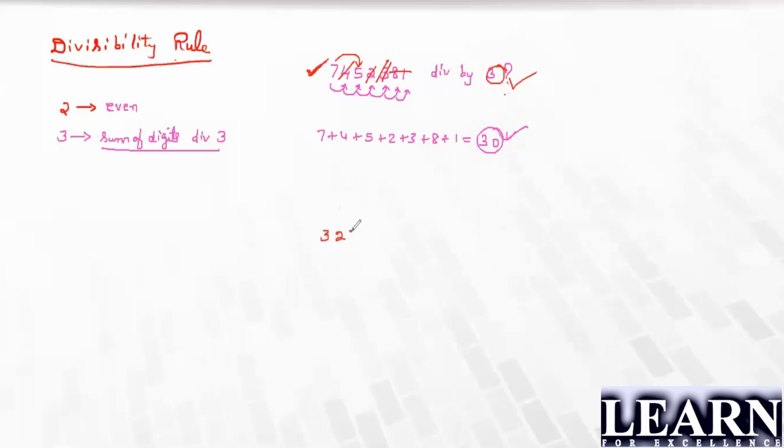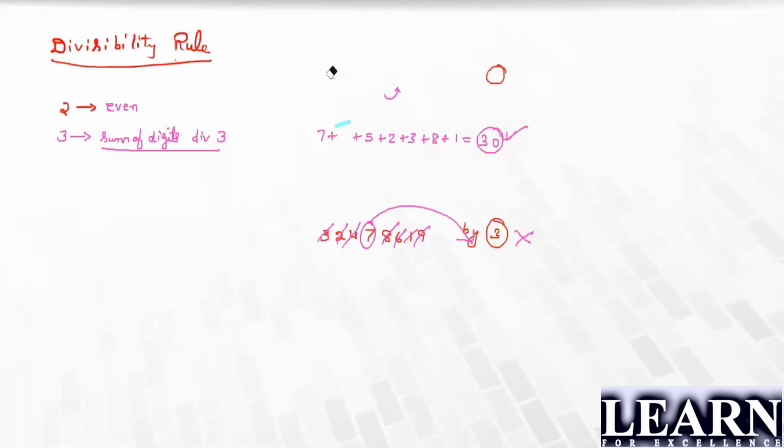3 2 4 7 8 6 1 9. Is it divisible by 3 or not? Check it out. 3, 6, 9 eliminate. 8 and 1 eliminate. 2 and 4 eliminate. The remainder is 7. 7 is not divisible by 3. Yes, how fast it is. I hope it is clear. Now I'll move on to the next one.